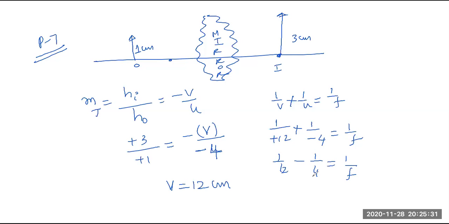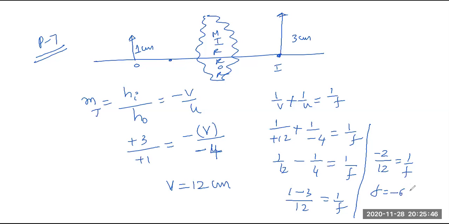So 1 by 12 minus 1 by 4 is equal to 1 by F. Multiply and divide by 3, then I'll have 1 minus 3 by 12 is equal to 1 by F. So minus 2 by 12 is equal to 1 by F. So focal length is equal to minus 6 centimeters. Minus means this will be a concave mirror.